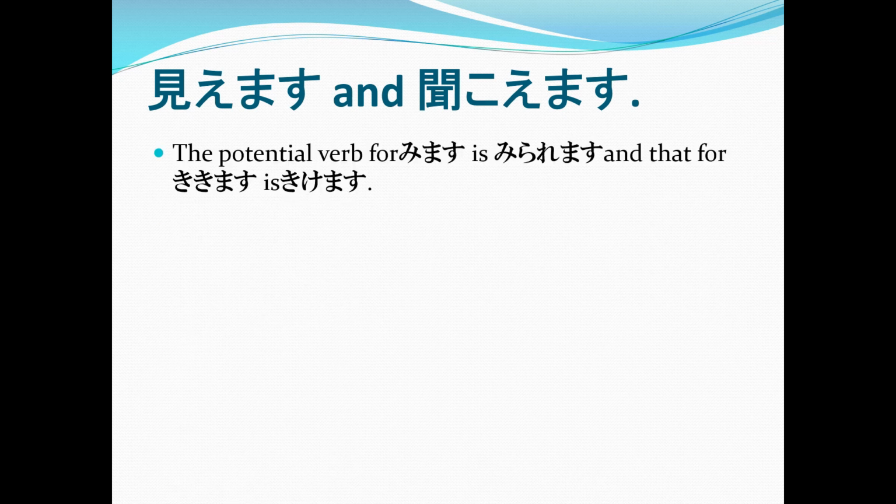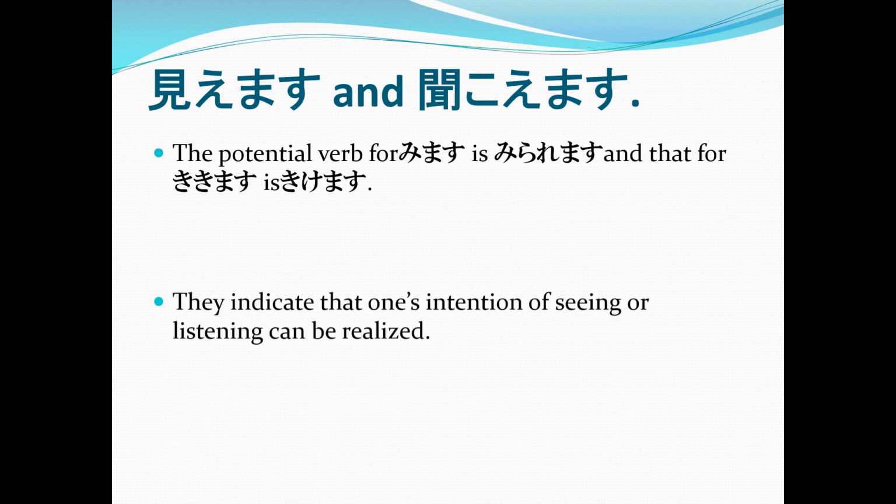Now, I want you to learn 2 new verbs. Yes, it is a verb. Now, let's talk about miemasu and kikoemasu. Again, miemasu and kikoemasu. Isn't it the same with to see and to hear? Let's find out. So the potential verb for mimasu, or to see, is miraremasu. Can see, of course. And that for kikimasu is kikemasu. Kikimasu, to hear, and kikemasu, can hear.